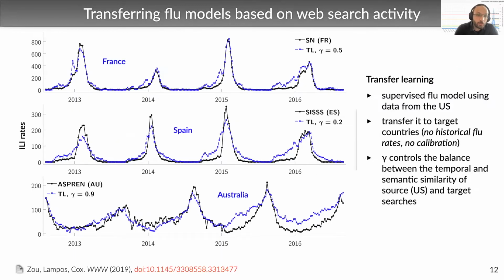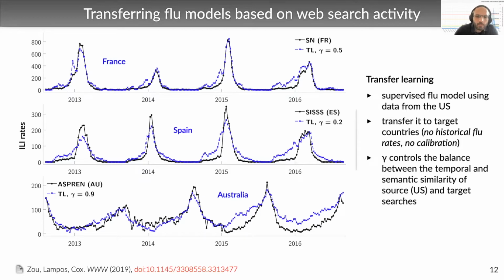We were also quite excited to show that we can train a model for flu based on web search activity in a source country and then transfer it to a target country without calibrating the transfer using ground truth from the target country. In these figures, you can see transferred estimates with a blue color for 3 countries, France, Spain, and Australia. These are compared to corresponding ground truth data depicted with red color.